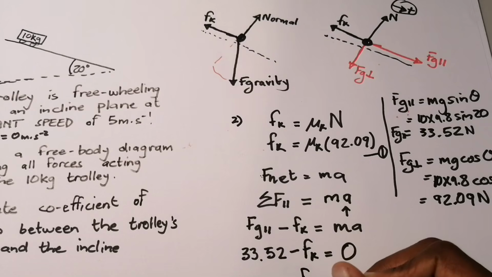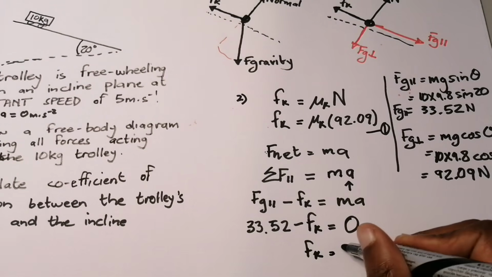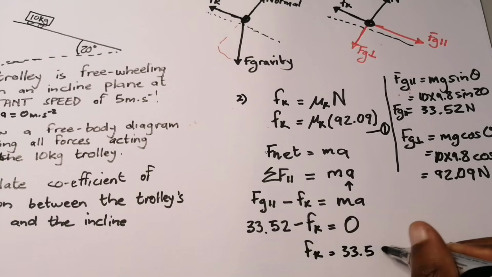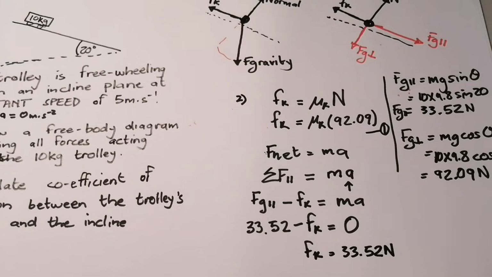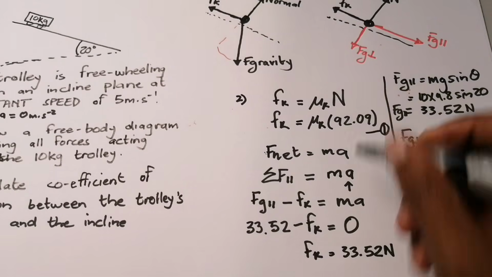So it means our friction value, right? So our friction value is 33.52. If we take that to the other side, we're going to have a value of 33.52. So now we've got the frictional force, okay? So we can now go back to that first equation. We can substitute into that first equation.